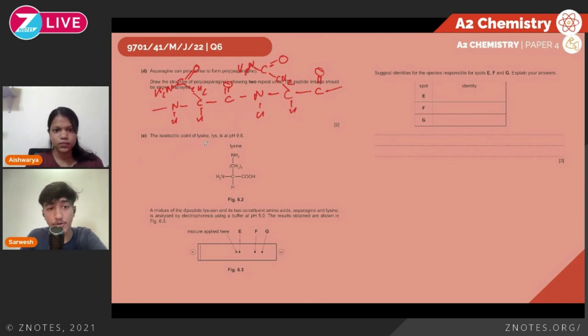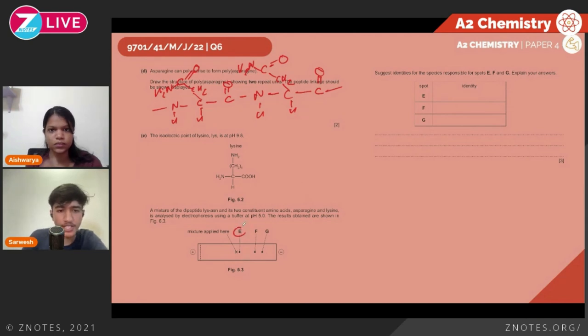The isoelectric point of lysine is at pH 9.8. A mixture of the dipeptide lysine-asparagine, and its two constituent amino acids, asparagine and lysine, is analyzed by electrophoresis using a buffer at pH 5.0. The results obtained are shown in figure 6.3. Okay, so the buffer is at pH 5.0. Let's see which of these are what.